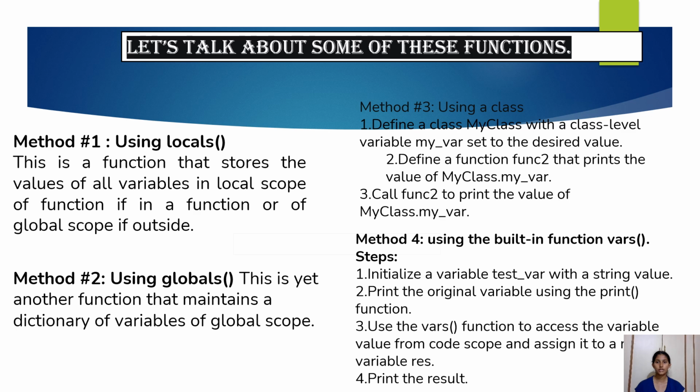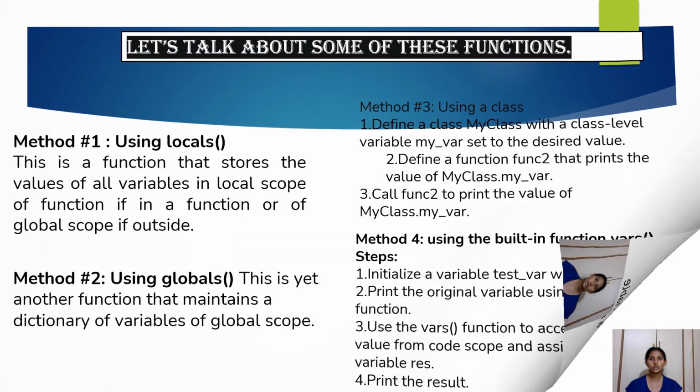Method 4 is using the built-in function vars. There are 4 steps. First, initialize a variable test_var with a string value. Second, print the original variable using the print function. Third, use the vars function to access the value from the code scope and assign it to the variable result. Fourth, print the result. These are the 4 methods that are usually used for these functions.